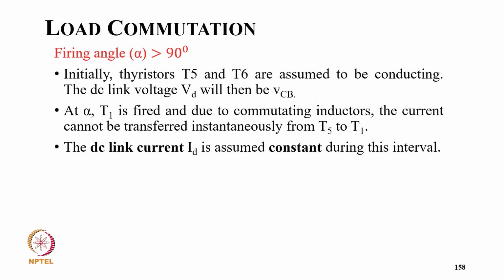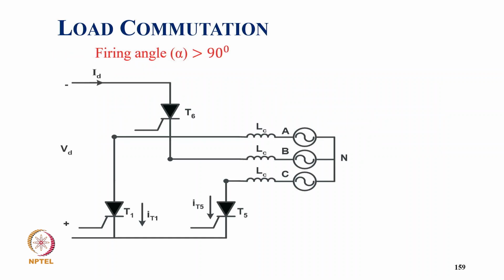For firing angle greater than 90 degrees, initially thyristors T5 and T6 are assumed to be conducting. The DC link voltage VD will then be VCB, and at alpha T1 is fired. Due to commutating inductors, current cannot be transferred instantly from T5 to T1, so the DC link current ID is assumed constant during this interval. This is the mode when three thyristors conduct during commutation: two from the positive group and one from the negative group.